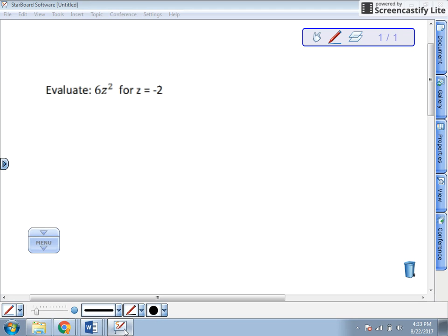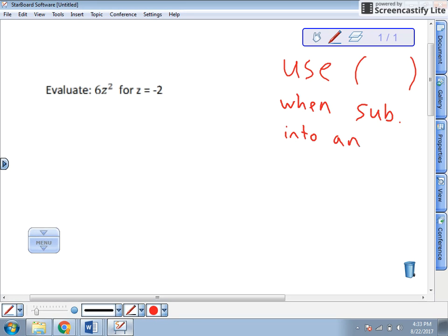Now, my biggest tip for you guys, when substituting values into expressions, is always use parentheses. When substituting into an expression, I'll put an exclamation point after it. That really helps, especially with negatives. Okay, so let's take a look at how easy this is.